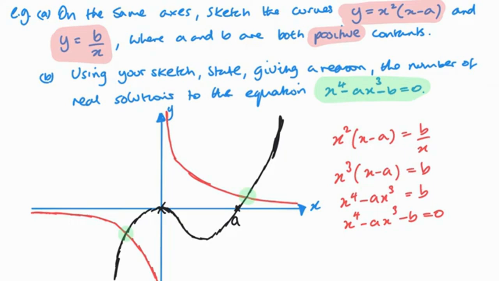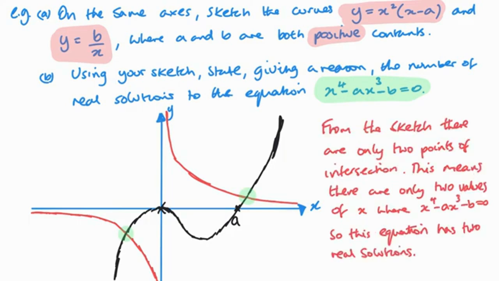So all that's left is to finish it with a sentence or two, something like, and there we have it. It's quite useful and important really to also mention the word real solutions, because we've got 2 points of intersection, so there are 2 real solutions. However, there may be more solutions if we considered complex numbers.